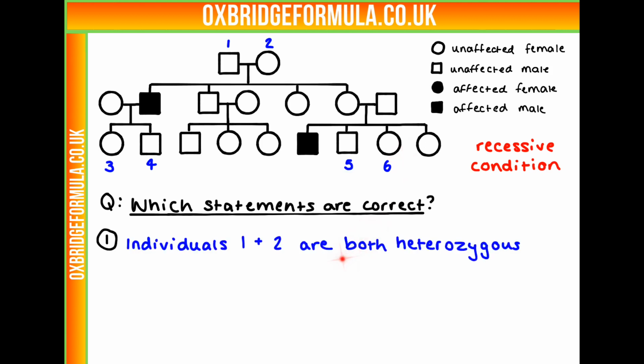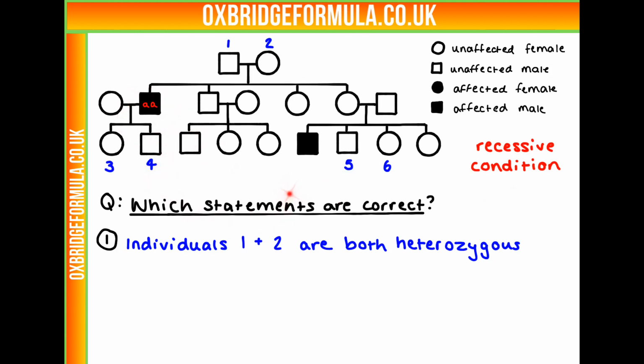So first of all, we have to work out if individuals 1 and 2 are both heterozygous. So let's consult our diagram. What do we know about 1 and 2? Well, we know they're unaffected, so that could be heterozygous or homozygous dominant. And we know one of their offspring is affected. The only possible genotype for this affected offspring, because it's a recessive condition, is going to be homozygous recessive. So I'm just going to indicate that with 2 lowercase a's.